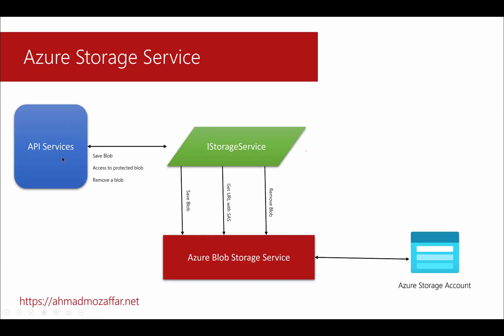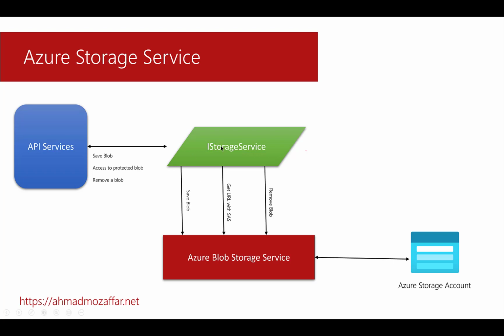If you have a look, this is our API services, like the user service, the ticket service, events or whatever. And here we are going to create an interface. So our services will be in contact with this interface regardless of the implementation. What we are expecting from the implementation of this interface is basically three things. We need to save a blob, or let's say a file or attachment, whatever it is, a picture or anything. We need to get a protected URL, and we need to remove a blob.